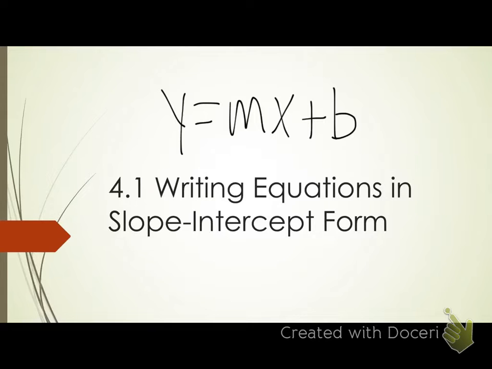What did we just say? The slope and the y-intercept. That's the only two things I need to write an equation in slope-intercept form. Does that make sense? That's why it's called slope-intercept form. So that's what we're doing today. We're going to be given different things, and we're going to be writing our equations in slope-intercept form, given those things that we're given.